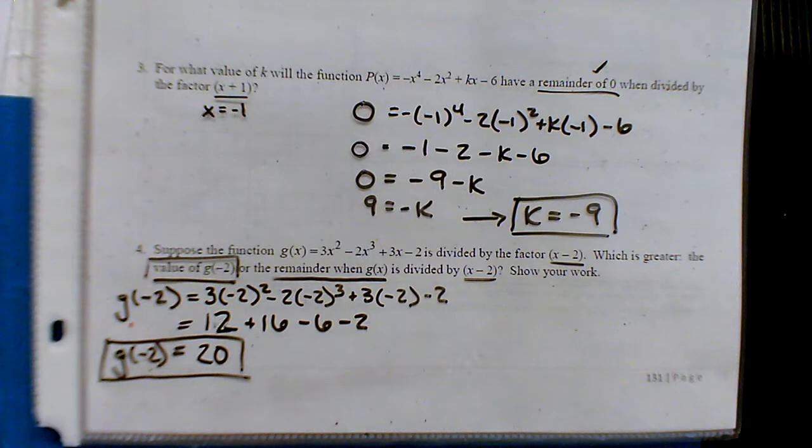All right, so the value of g of negative 2 is 20. We're going to have to compare that to this other value, which is going to be the remainder when we divide g by x minus 2. How do you want to figure out that value? You kind of have two options you can do. How do you want to figure out a remainder?